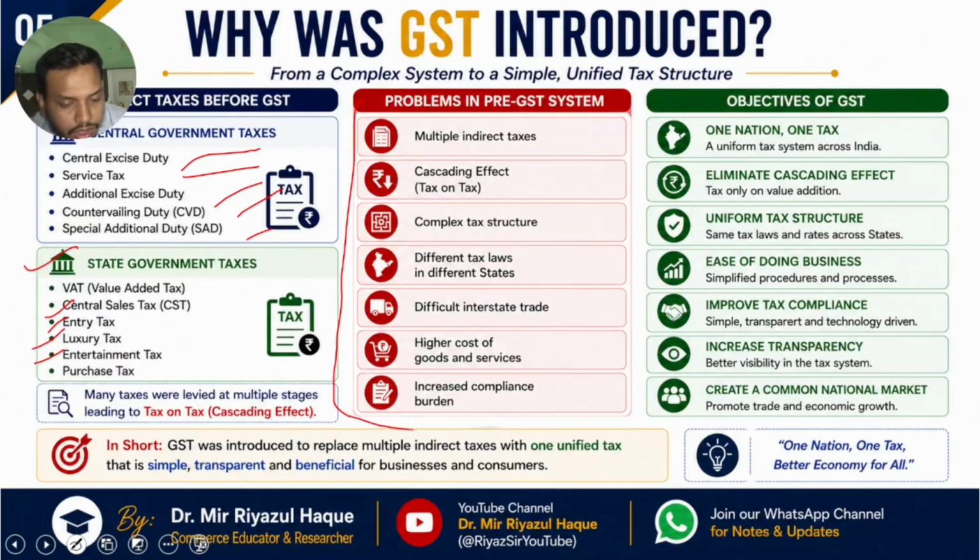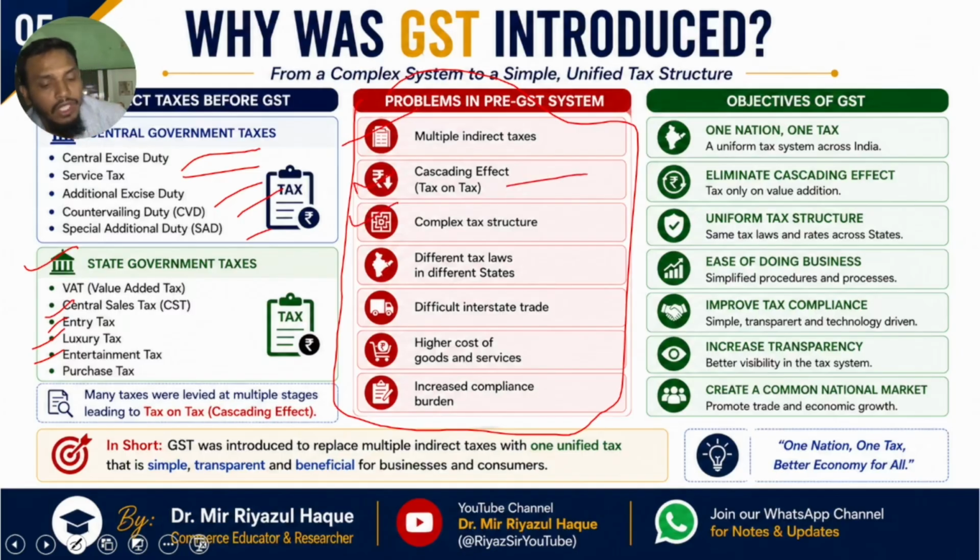The problem with these taxes was that multiple indirect taxes were there, which created a cascading effect, which means tax on tax. A complex tax structure, different tax laws in different states, difficulty for interstate transactions, higher cost of goods and services, and it was increasing the compliance burden.